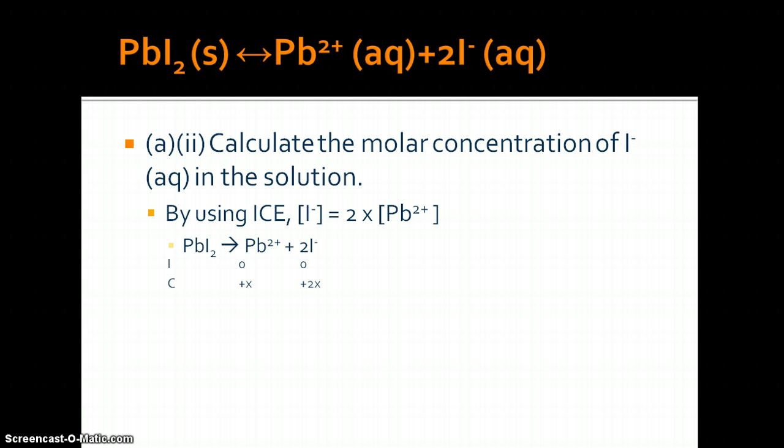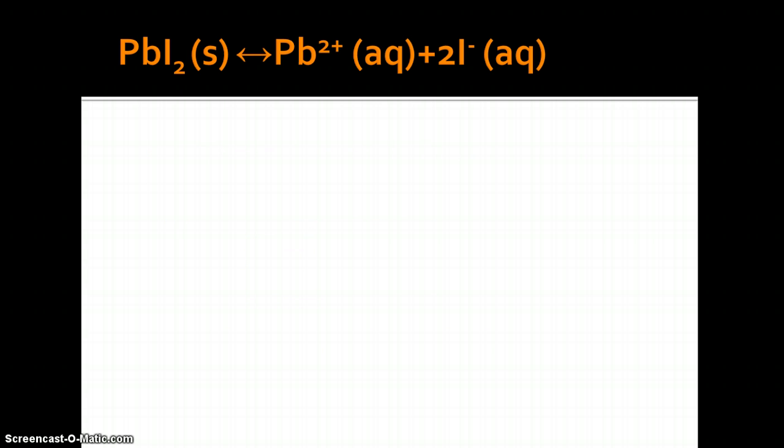A2. Calculate the molar concentration of I- in the solution. So for this you use an ICE calculation. And so you have the expression PbI2 goes to Pb2+ plus 2 I-. And so initially you have 0, and then you have plus x and plus 2x because of the coefficient of 2 for the I-. And then it's given that your final Pb2+ concentration is 1.3 times 10 to the negative 3 molar. So I-, which is 2x, is 2 times 1.3 times 10 to the negative third. So it's 2.6 times 10 to the negative third molar.